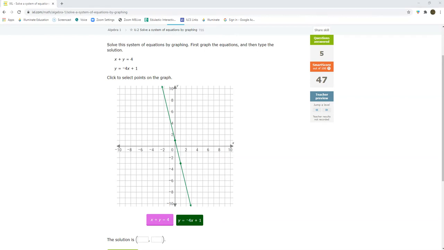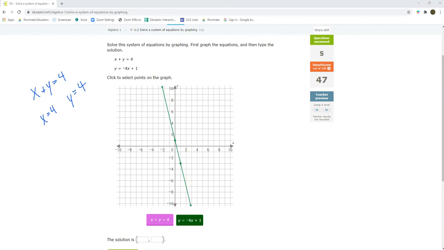The other one, I have x plus y equals 4. So x equals 4, y equals 4. I'm using the mini equation method. Depending on, once again, depending on when I've assigned this IXL, I may or may not expect you to be able to do that. But, so I have x equals 4, y equals 4.